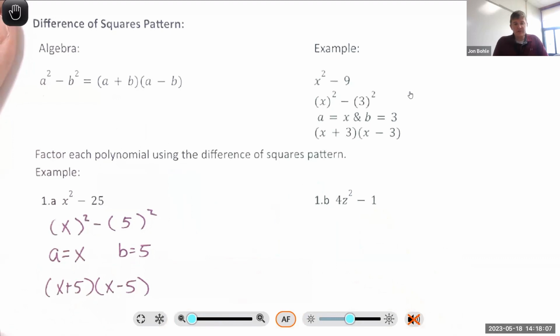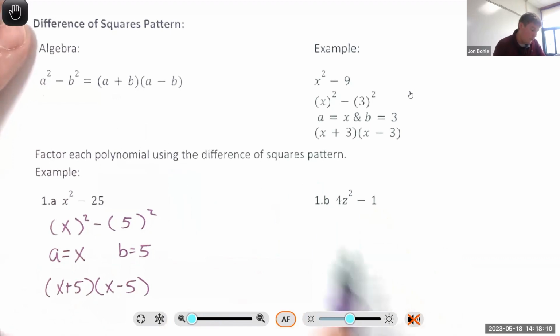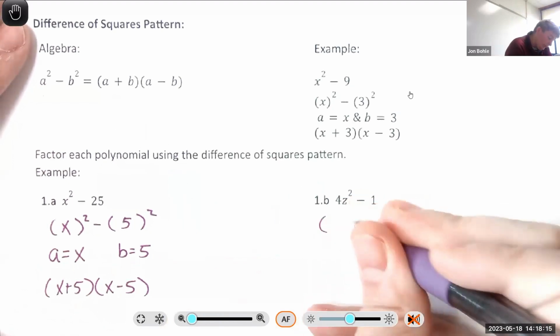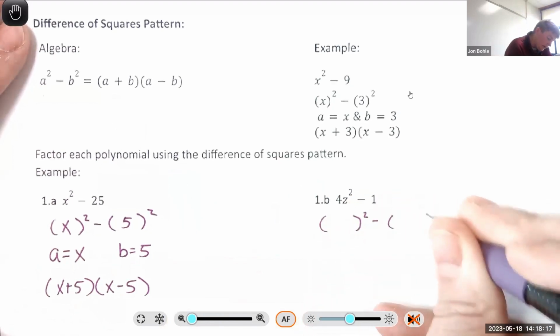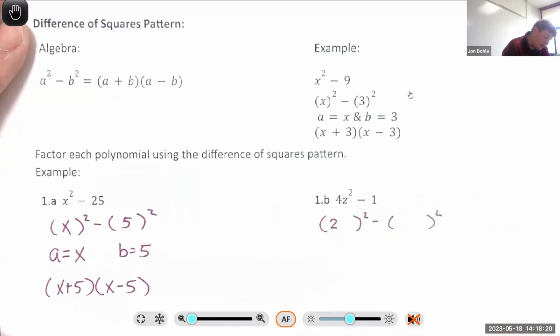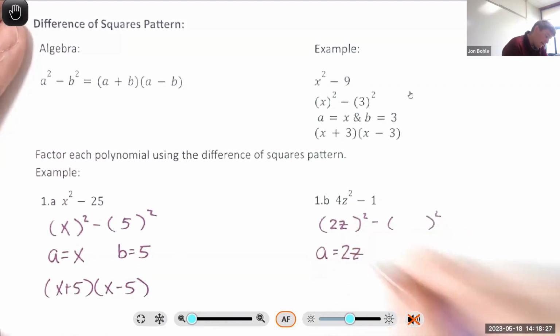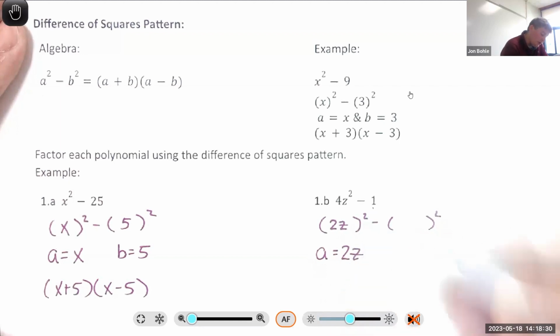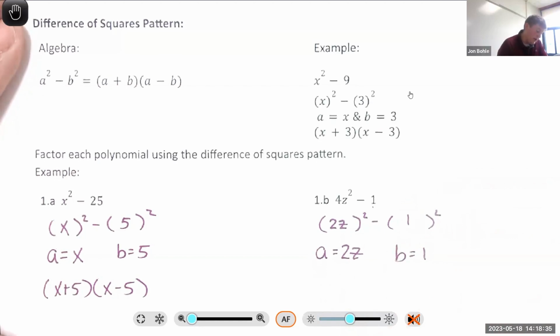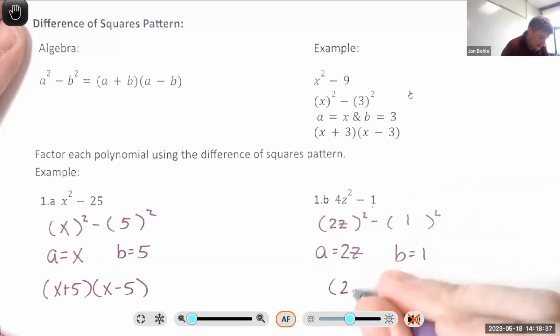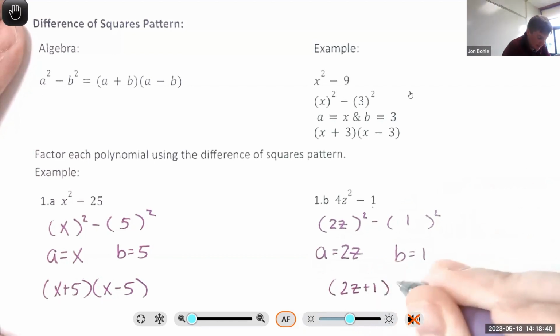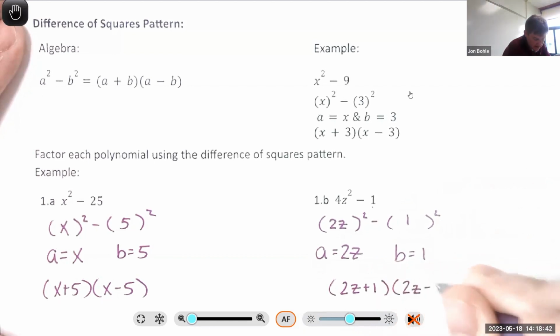Part b is also a difference of squares pattern. As I look at it, 4z squared is a perfect square. What do you multiply by itself to get 4z squared? You multiply 2 by itself to get 4, and you multiply z by itself to get z squared. So the a value is 2z. What do I multiply by itself to get 1? That's 1, so my b value is 1. So it factors into a plus b, which is 2z plus 1, times a minus b, 2z minus 1.